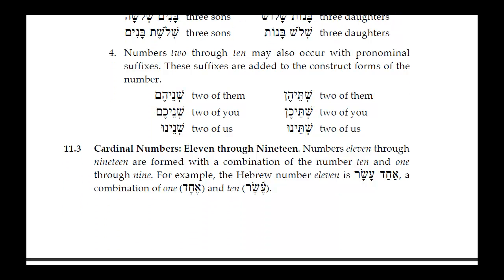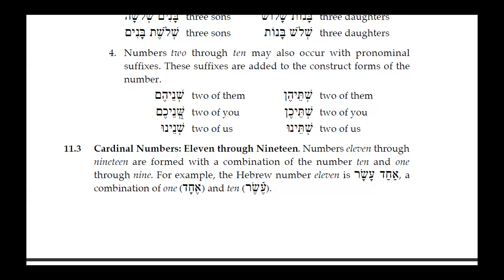Note that 2 through 10 may also occur with pronominal suffixes. These suffixes are added to the construct form of the nouns, like we have learned before. When pronominal suffixes are attached to nouns, they are in a construct state. So when we say both of them or 2 of them, it is Shnehem. Again, this is the construct form of a masculine plural or masculine dual noun here. So it's 2 of them or both of them.